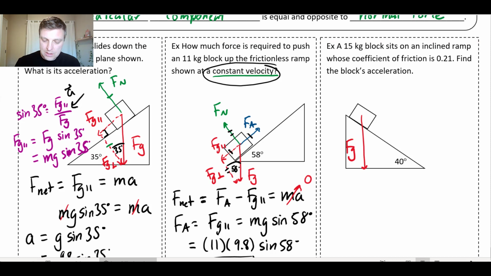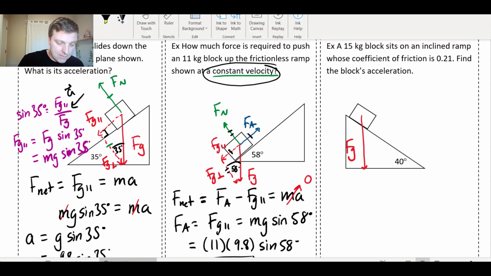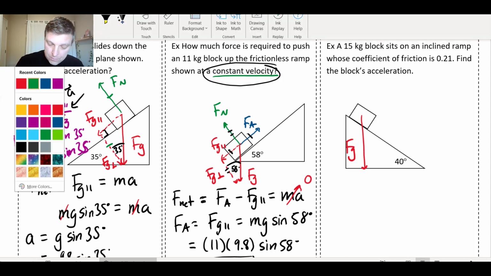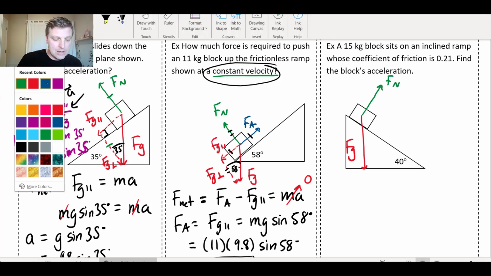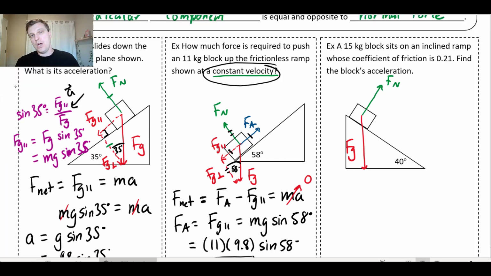We've got Fg this way, and then I've got my normal force that way. Now I'm assuming that this is going to accelerate, that the block's going to slide down the ramp. I suppose it's possible that if there's enough friction, the block would never move. But based on the question, I'm assuming there's a little friction force up this way, but it's not going to be enough to prevent it from sliding down the ramp.